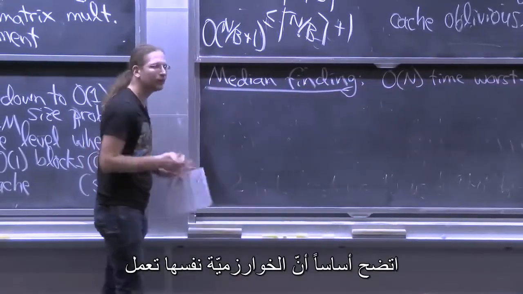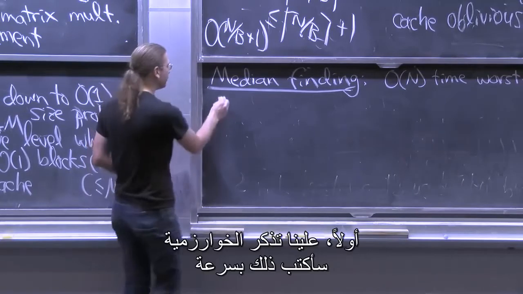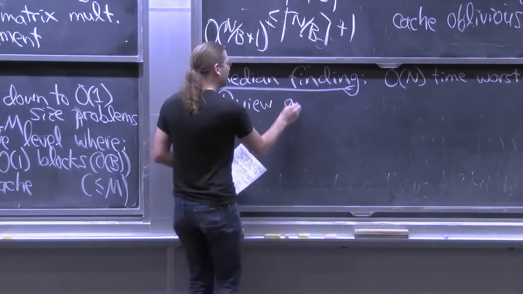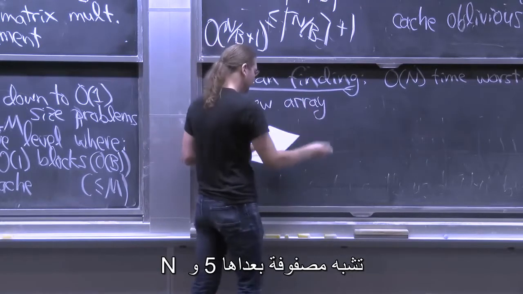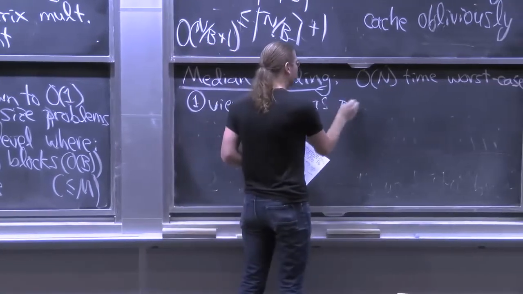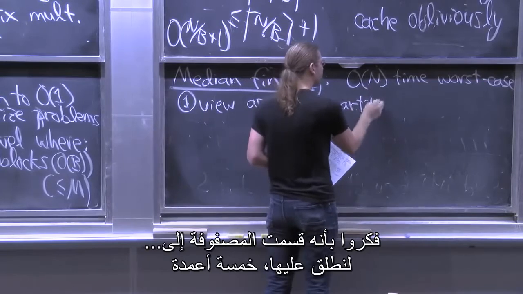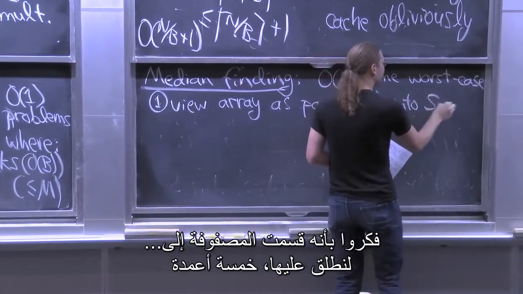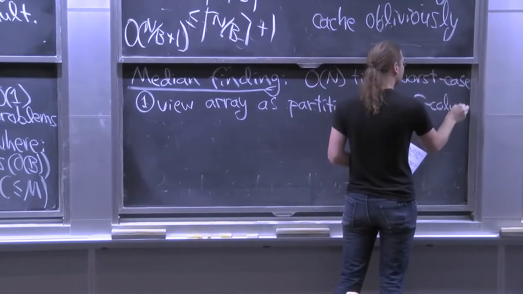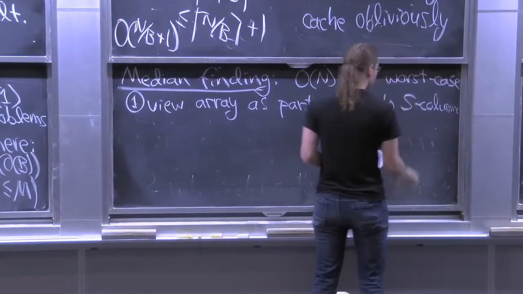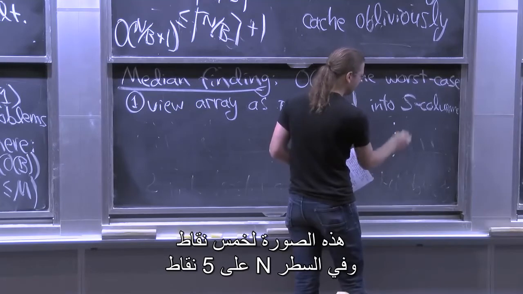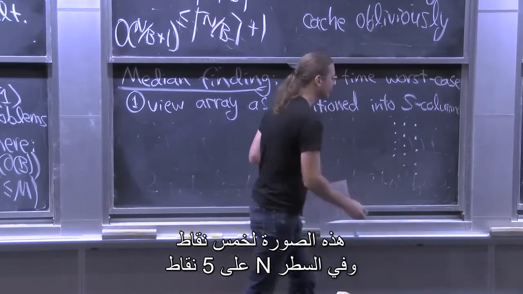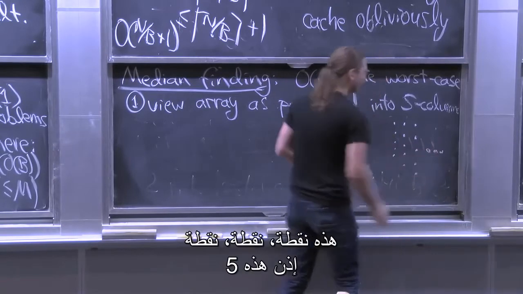Okay, it turns out basically the same algorithm works. First, you've got to remember the algorithm. So let me write it down quickly. This is the sort of 5 by n array. So think of the array as being partitioned into, I'll call them 5 columns. Right, so this was this picture of 5 dots by n over 5 dots. This is dot, dot, dot.